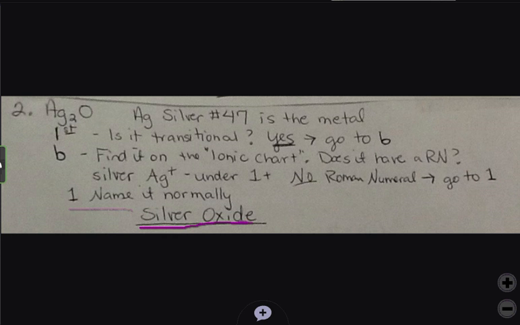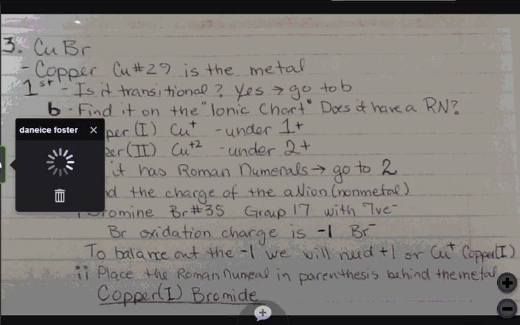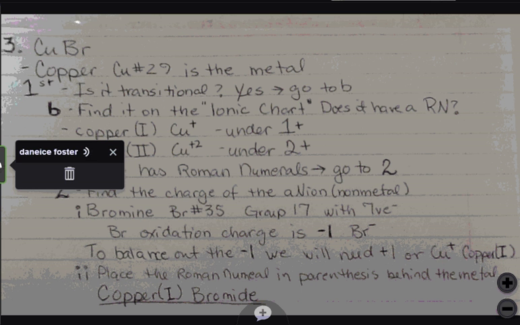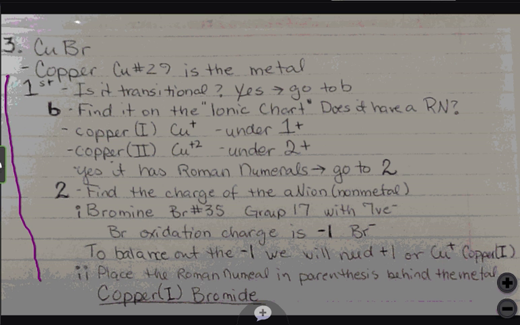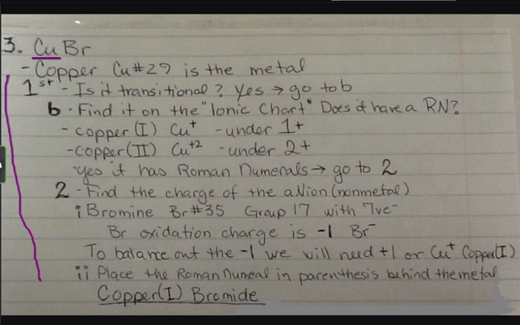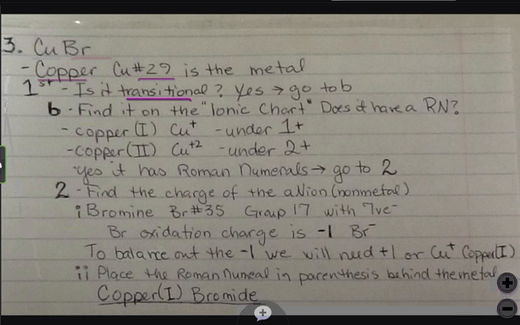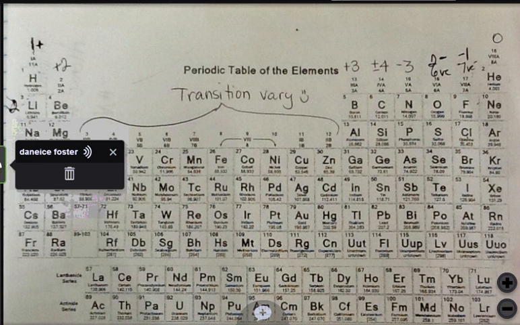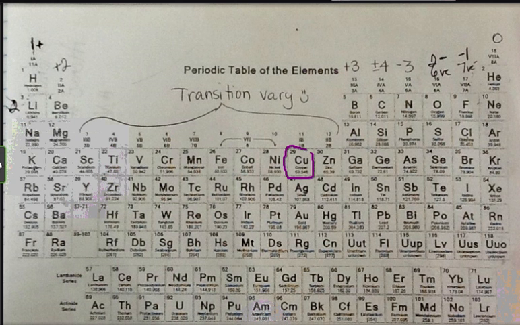Let's go to number 3. So I started off with the easy ones. As you can tell, there's a little bit more to this one. CuBr. We look at our metal. Copper, atomic number 29. We want to see, is it transitional? So look at our periodic table. We're looking for atomic number 29. And here we have copper. And yes, it is a transitional metal.